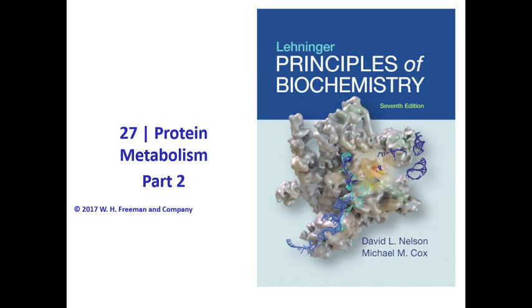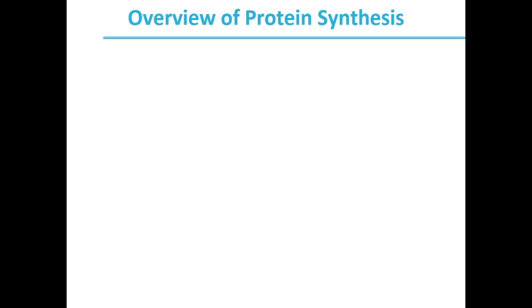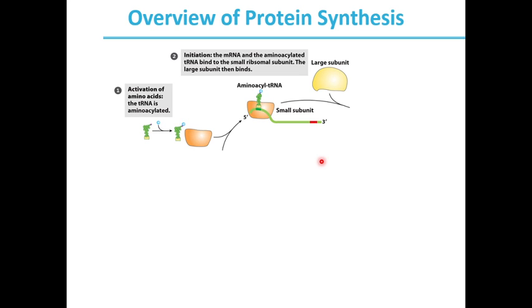Chapter 27, Protein Metabolism. In this part, we will discuss the protein translation process that takes place in ribosomes. Protein biosynthesis takes place in 5 stages. In the first stage, amino acids are activated by transfer RNA, and this results in the formation of aminoacyl tRNA. In the second stage, initiation happens.